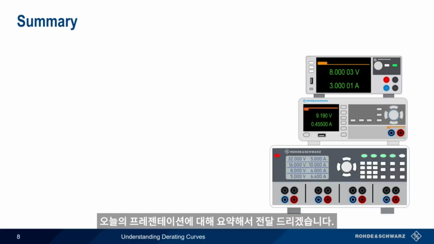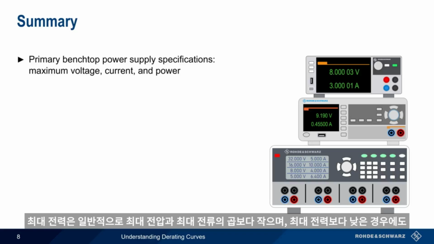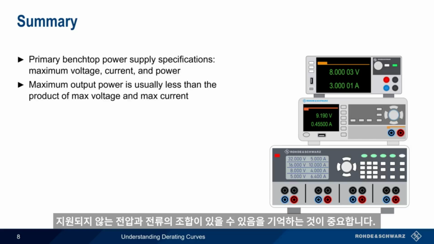Let's end with a brief summary. The primary specifications for DC benchtop power supplies are maximum voltage, maximum current, and maximum power. It's important to remember that maximum output power is usually less than the product of maximum voltage and maximum current, and that even below maximum output power, there may be combinations of voltage and current that are not supported.